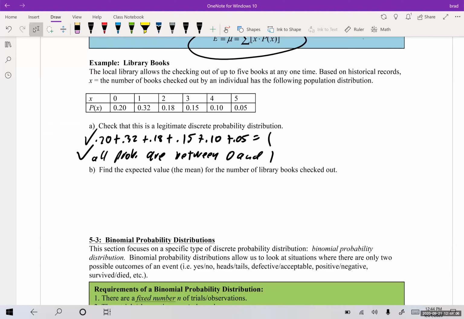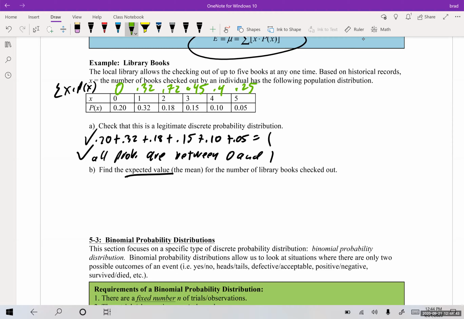Find the expected value. So again, on the test, I probably would not say find the expected value, also known as the mean. I would say, hey, find the expected value, and you have to know that the expected value is the mean. So in order to find the mean, remember we just did this, we did X times P of X and then added them. So this is going to be 0. This is going to be, let me write it in green. This is going to be 0. This is going to be 0.32. Let's see here. This will be 0.72. This will be 0.45. This will be 0.4, and this will be 0.25.